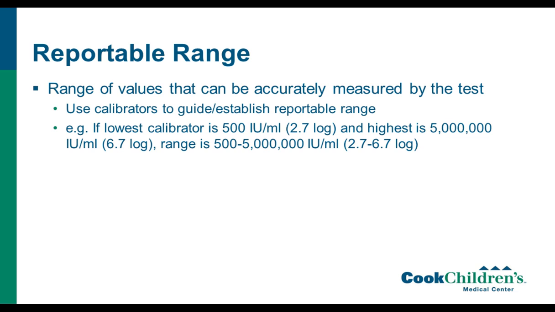So one of the panels that we use for our calibrator panels, the lowest calibrator is 500 IUs per mil, or 2.7 logs, and the highest is 5 million. So our range for that assay is 500 to 5 million. We found that it performs accurately along that specific range.